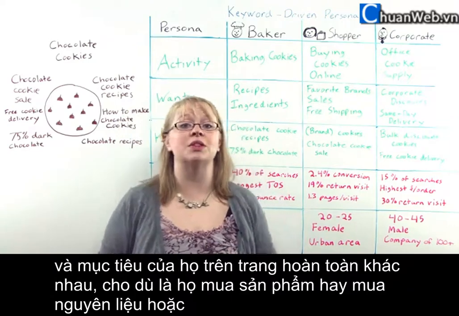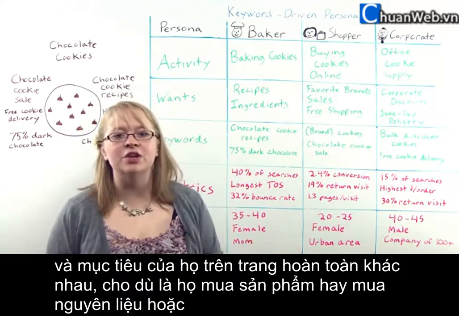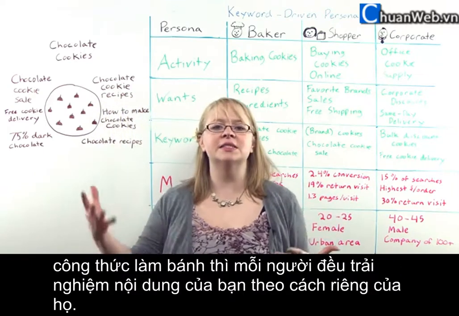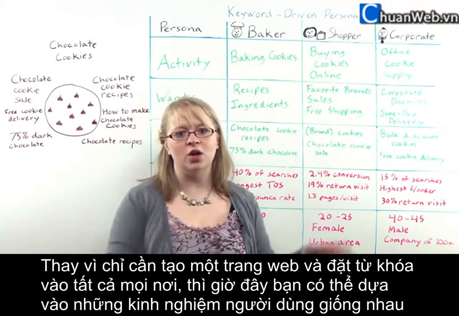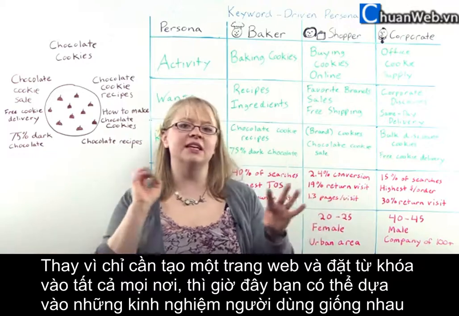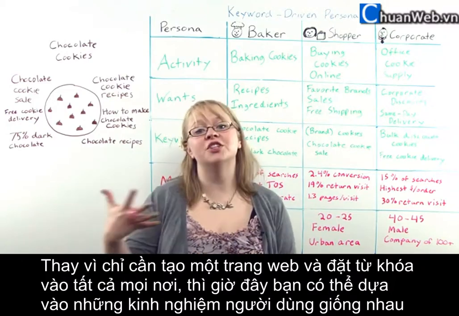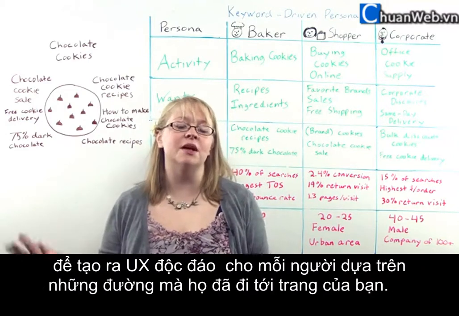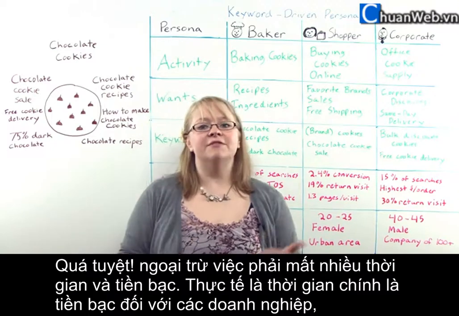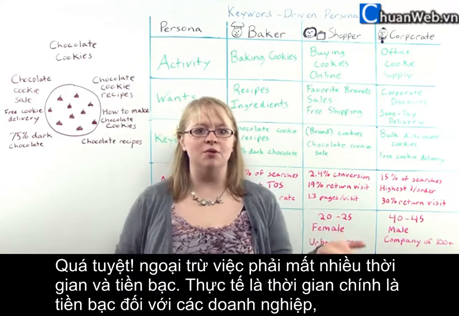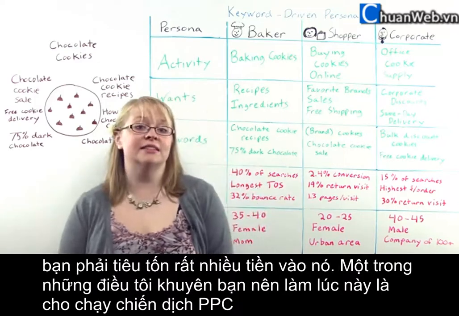So you've got these three different personas, and they're taking three very different paths through the site, and they're consuming the site in different ways, whether it's buying a bunch of stuff, buying one thing, consuming your content and buying ingredients, coming back. Each of these personas is experiencing your content in very different ways. So rather than just creating one site and popping in keywords all willy-nilly so that all of these people are having the same experience, you can start crafting unique user experiences for each of these people based on their paths through the site. So great, except that that takes a lot of time and money, both in the fact that at most businesses time in some ways is money, and you may actually have to spend some money on it.